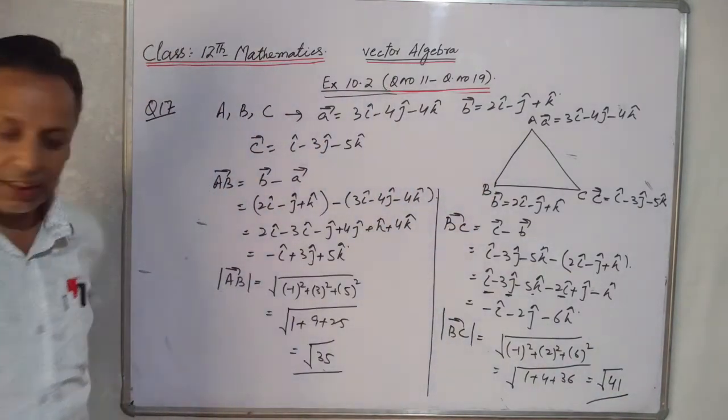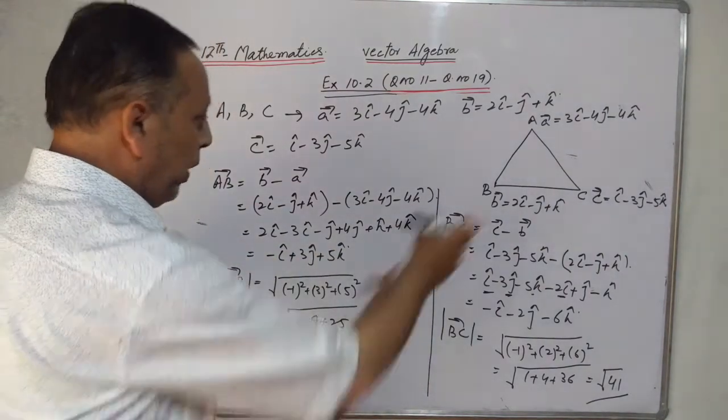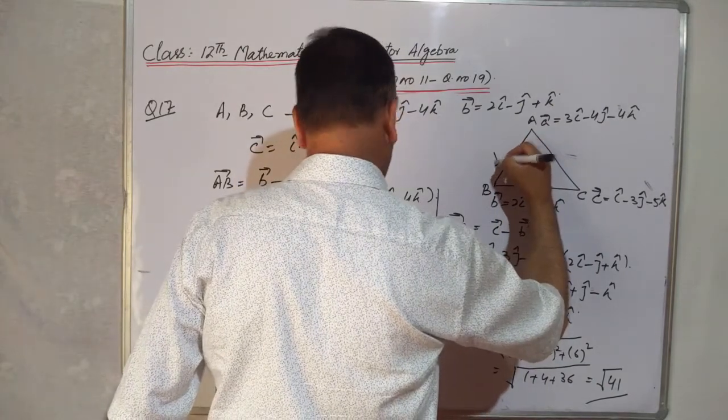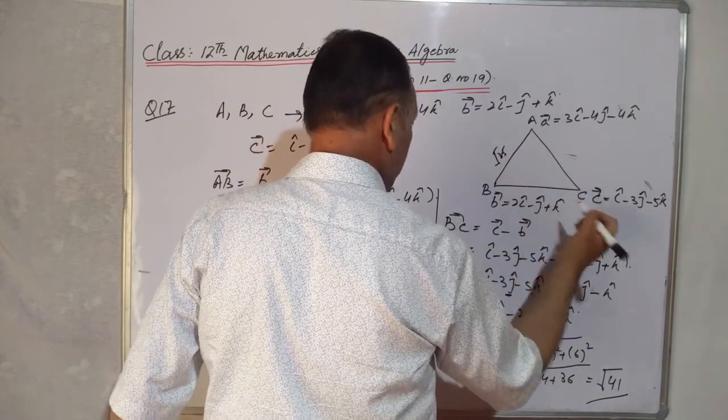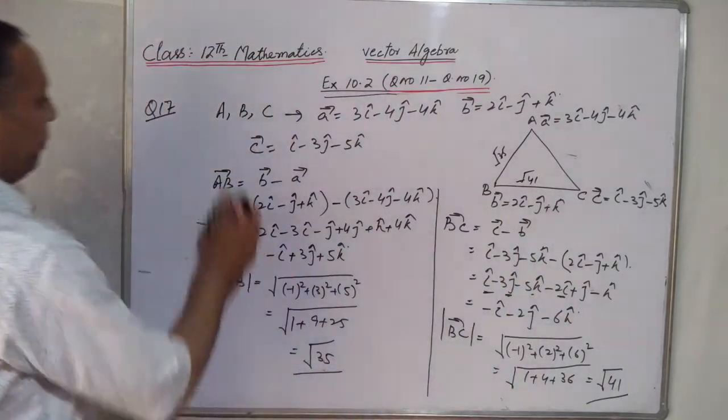Then find the vector CA. First you note it down. Then let me find the vector CA. The magnitude I can write here of this vector is root 35 and this vector is root 41. Now, let me rub this part.